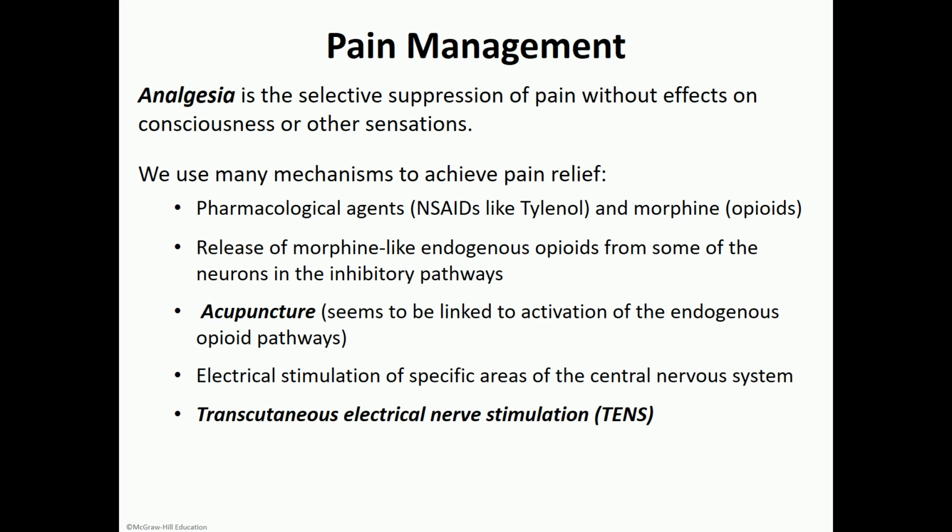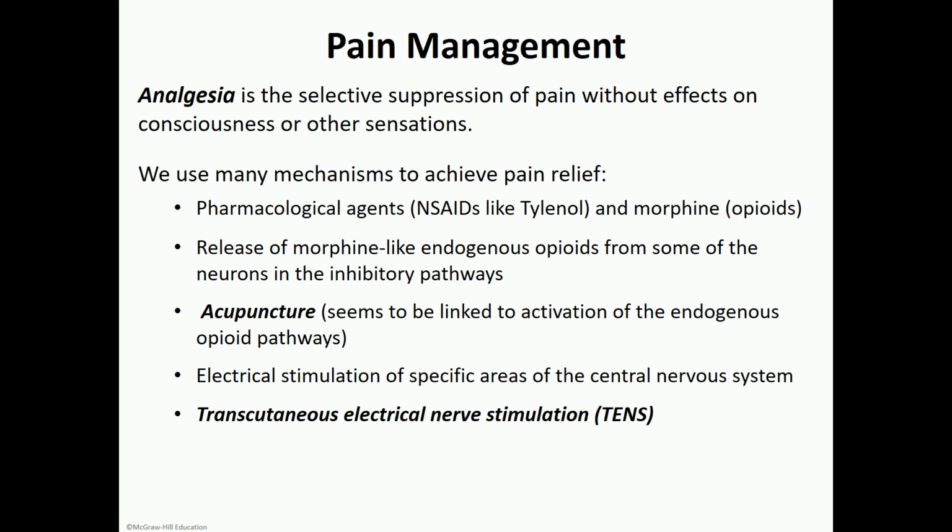Analgesia is the selective suppression of pain while the patient is conscious. This is very different from anesthesia. In anesthesia, the patient is unconscious. They are unaware of their surroundings. They cannot perceive the pain because they are unconscious. Analgesia is different, where the patient is still conscious and fully alert, but they are no longer experiencing the pain.